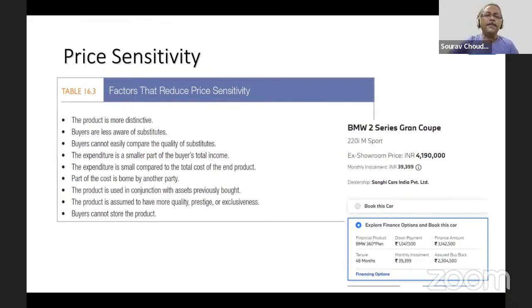The product is used in conjunction with assets previously bought. So something like, as I give you an example, I bought an expensive house and I want to get the house painted. And that's mandatory. The house needs to get painted. At that point of time, do you really consider price increase of Asian Paints or price increase of Berger Paints? You don't. Because for you, the most important thing is my house needs to get painted well.